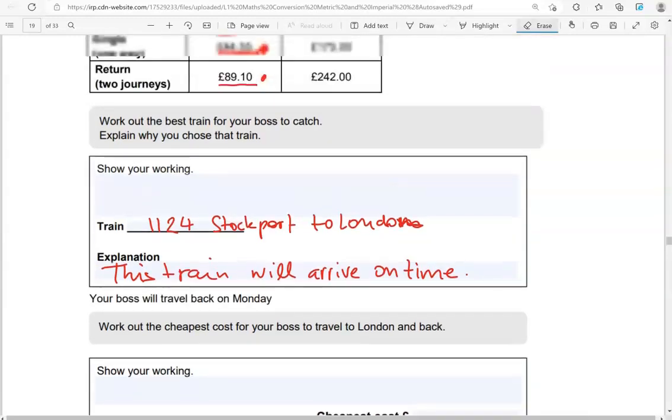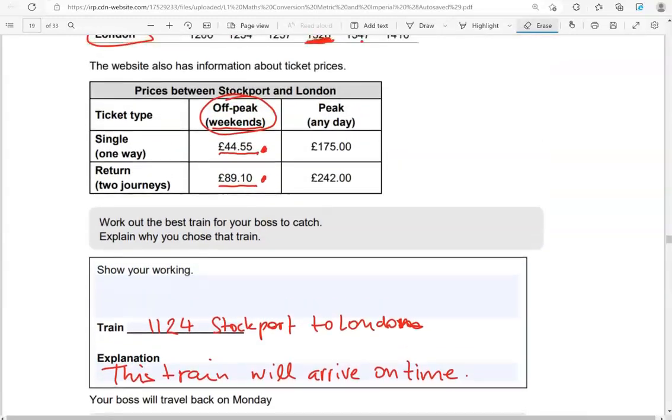Okay, so they're not returning during off-peak times. You need to look for the prices here now, in the next column. Does it work better to combine a single ticket off-peak, because we're going on Sunday, and a single ticket peak during peak times, because we're returning on Monday? Or does it work better to have this instead, because that's for any day?